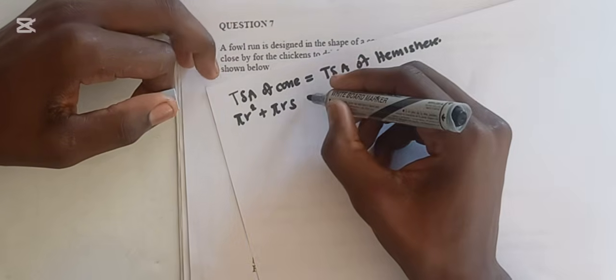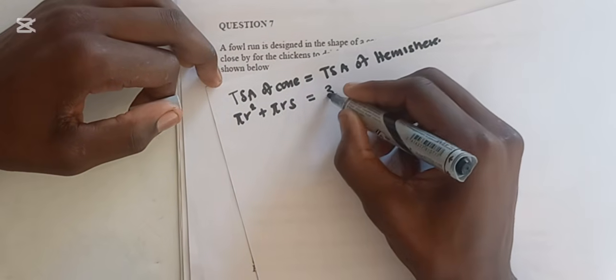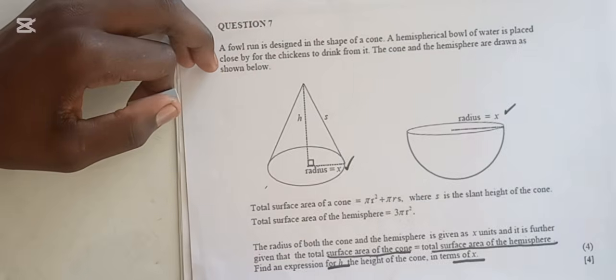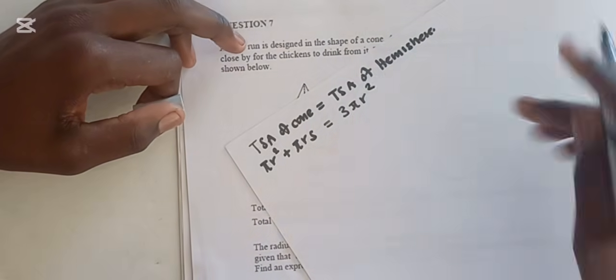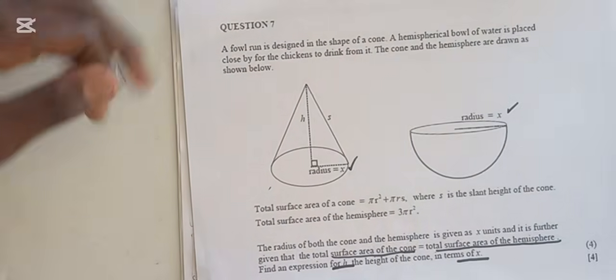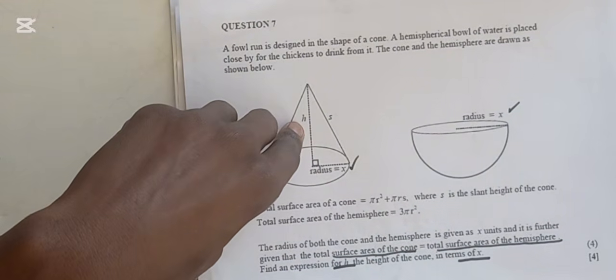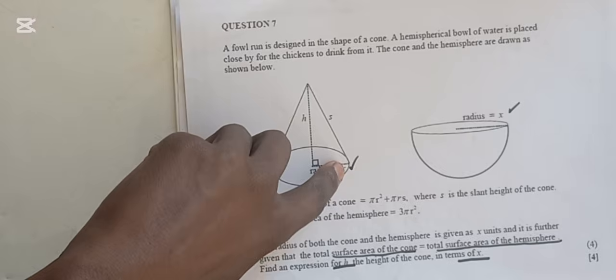So what is the total surface area of the hemisphere? It is 3 pi r squared. Is it squared? Yeah, perfect, it's squared. So what do they need here? They need the expression of h. In other words, they want us to find the value of h in terms of x.